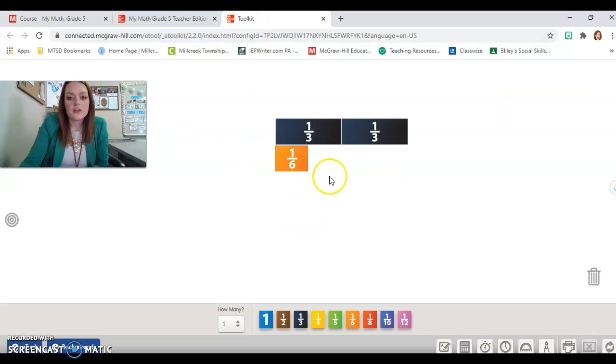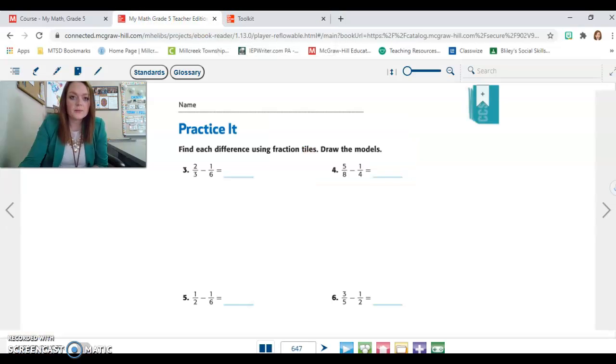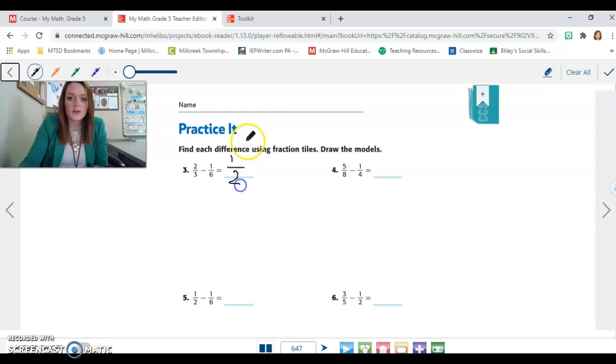Okay, so we're going to look over here. Mrs. Wiley has 2/3 on top, 1/6 on the bottom. We are subtracting, so we need to find the missing piece. Let's just get started and try with 1/2. Does 1/2 fit? Ooh, we lucked out in that one. Yes, so our answer for number 3 is 1/2. So 2/3 minus 1/6 is 1/2. Let's try our next one.